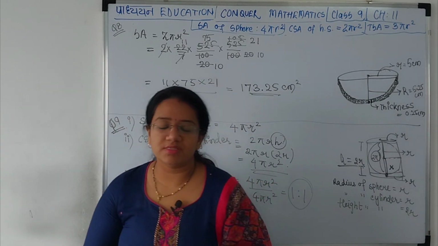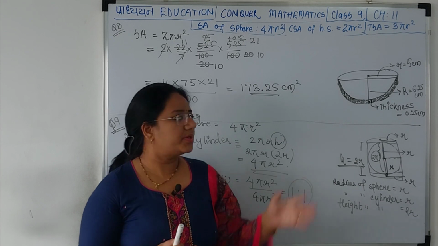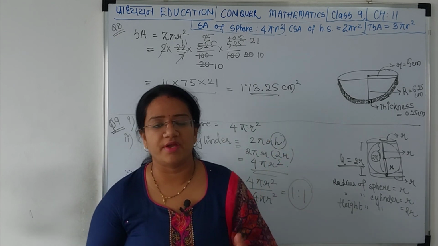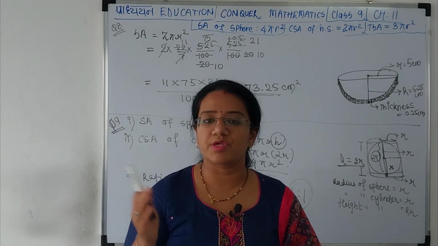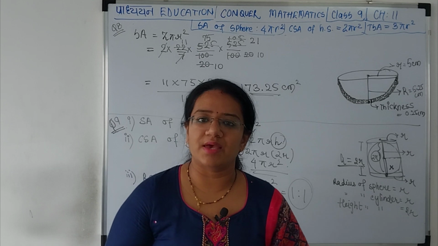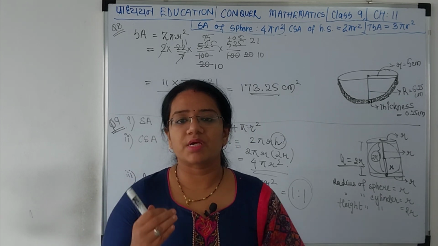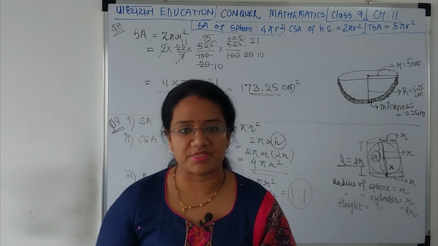So that's about your exercise 11.2, which is very basic, very easy. Simply you have to use the formula and find out the values. In the next video, we will be starting with examples which are related to volumes of the cones. Again, very basic questions, because volume has only one formula as compared to surface areas, right?